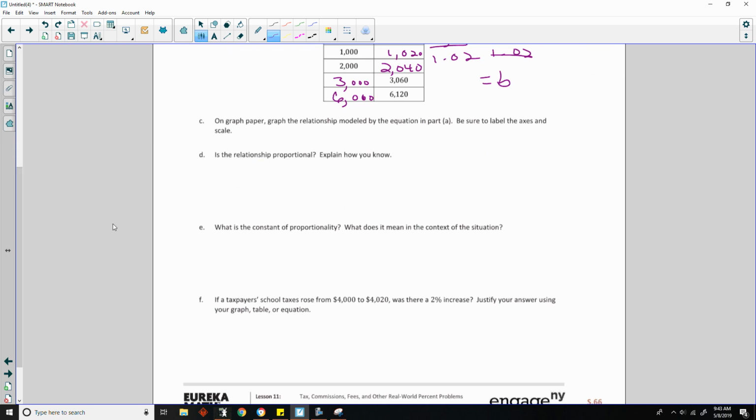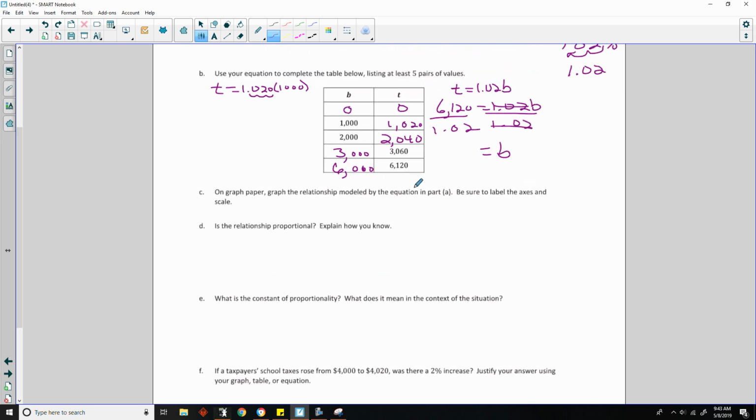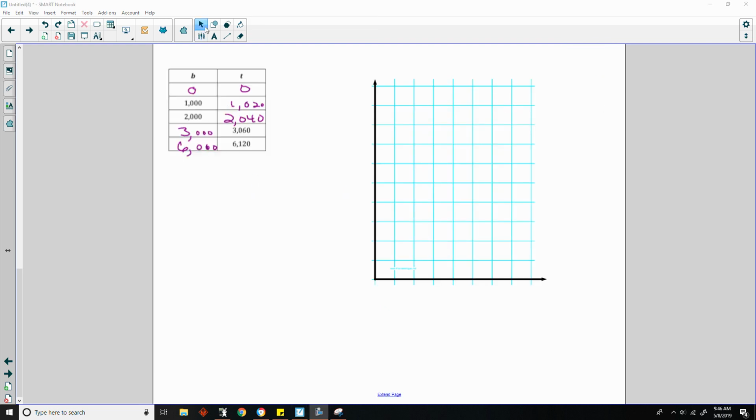Part C says, on graph paper, graph the relationship modeled by the equation in Part A. Be sure to label the axis and scale. Okay, so here is a graph. I'm only going to be in the first quadrant because we can't have negative taxes. The government does not give us money. That's not how taxes work, so there's no reason to go to the negative side, so we're working in quadrant 1.